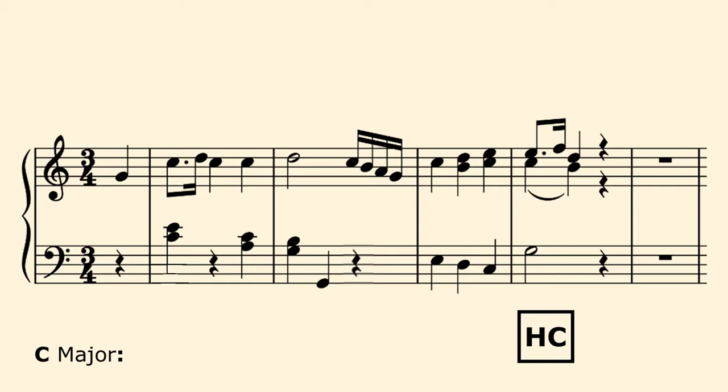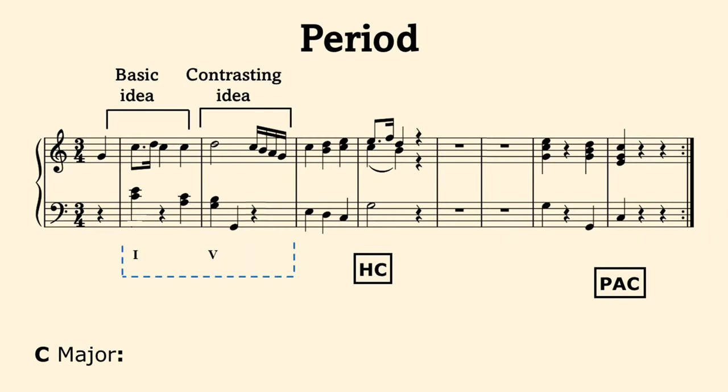Notice that you don't have to fill every single beat with four-part harmony. Some spots may demand a lighter texture than others, and it's totally up to you to find the best solution for each case in order to keep things balanced. Now, the second half of a period must start with the same material as the beginning. That's both the basic idea and the contrasting idea, either literal or varied.